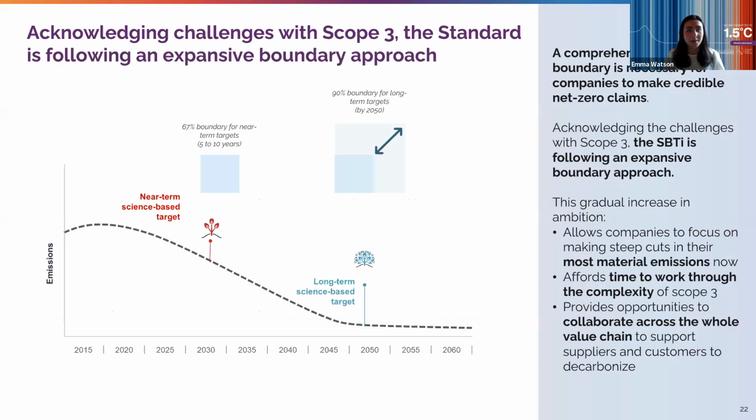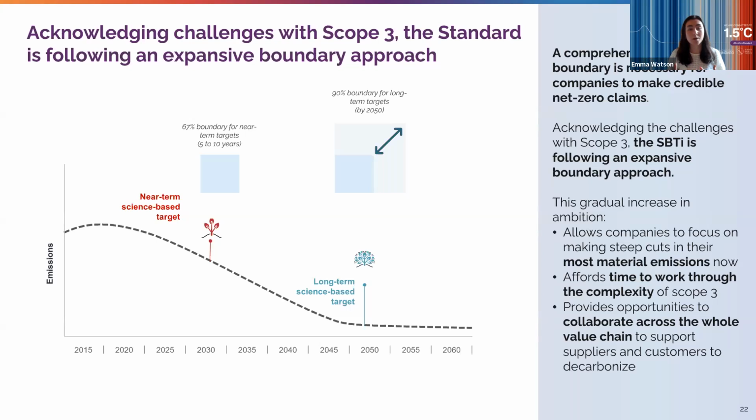Great. And we've touched on this in the last slide, but something just to highlight is that the SBTi's net zero standard does follow what we're calling an expansive boundary approach. So essentially what this means is that for near-term targets, companies only have to include 67% of their scope 3 emissions within the target, but in the long term, they need to be including 90% of their emissions.